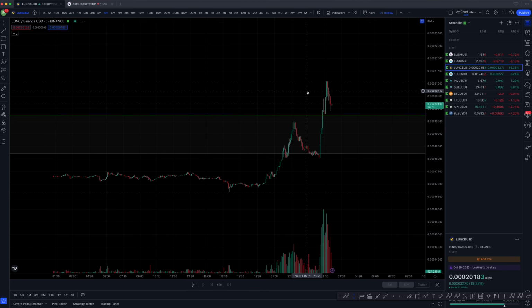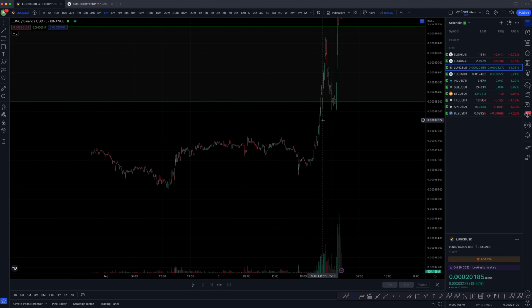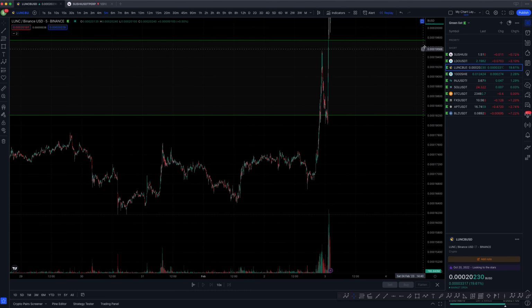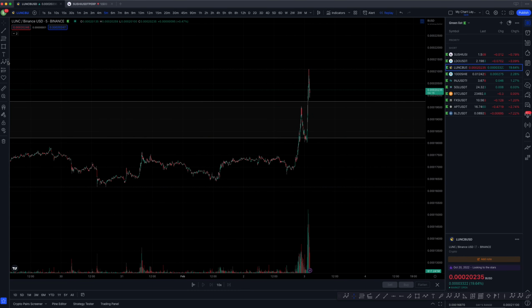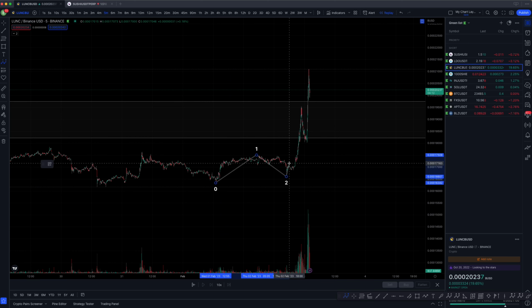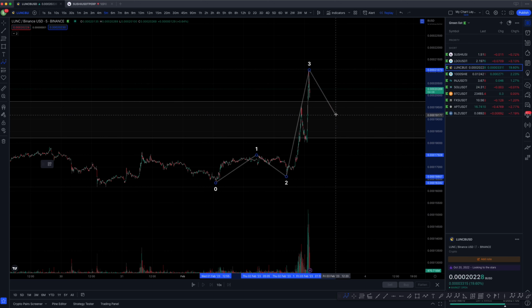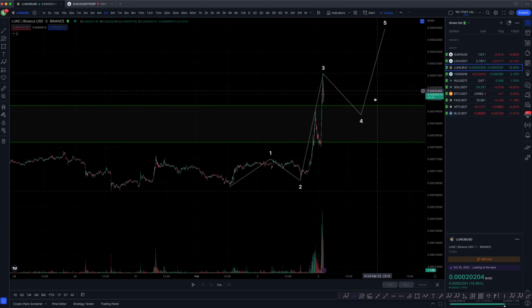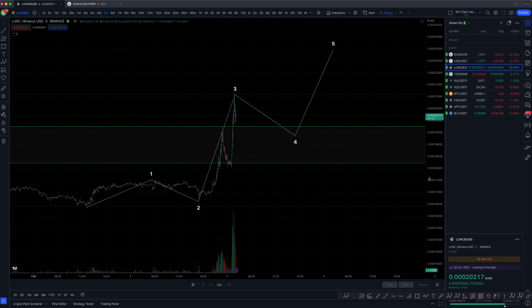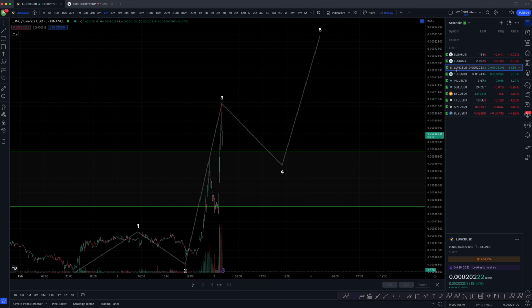So now when they have broken it, we go into the structure and we see that this is 1, this is 2, this is 3, and I hope for 4 they will try to hold this area, maybe some wicks inside, but they will try to hold this area and then they will go for 5. So this 5 is what I will be trying to catch. So Luna C is there.